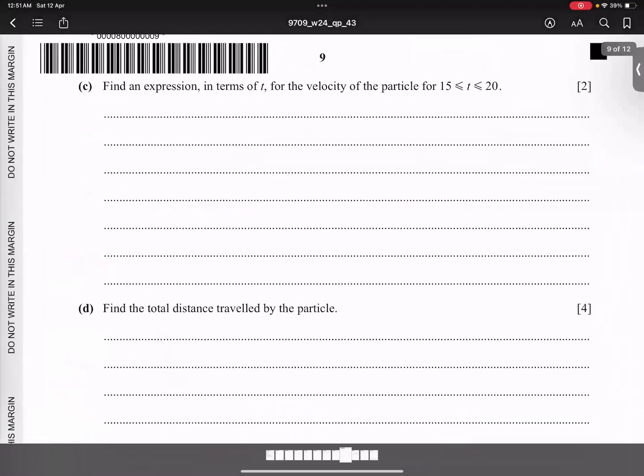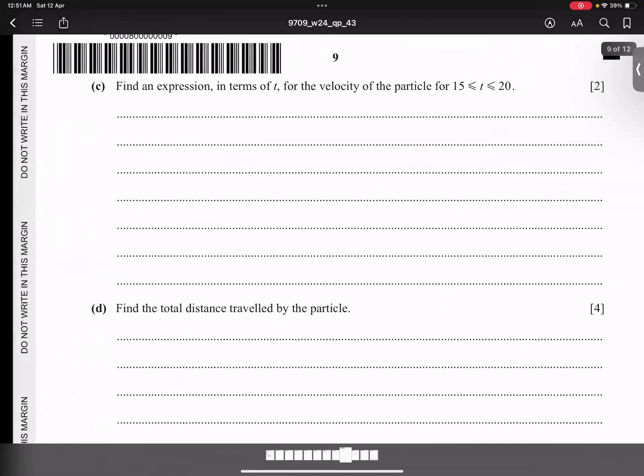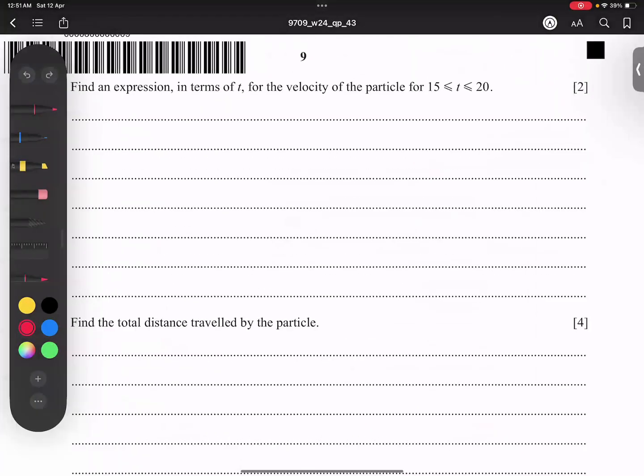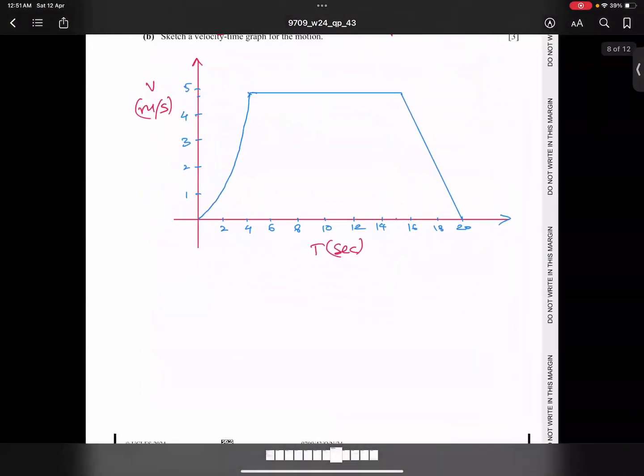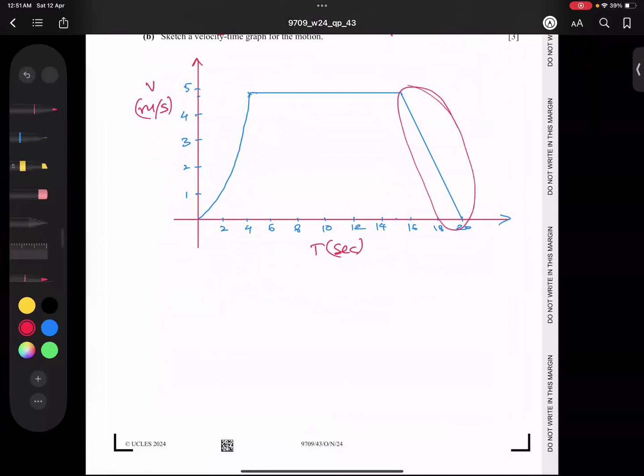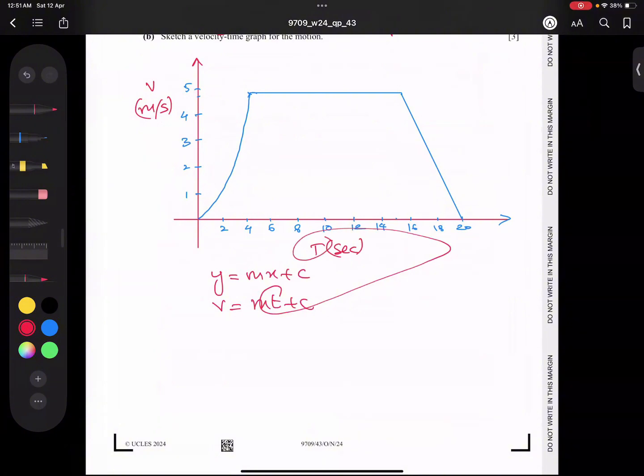He said, find the expression for the velocity with time for the last 5 seconds. So I think I will go back, and it's better to show it there. He's talking about the equation of a line, how to get it. You have done the equation of a line formula in lower grades: y equals mx plus c. In the current situation, this is v, so v equals m times t plus c, because t is along the x-axis.